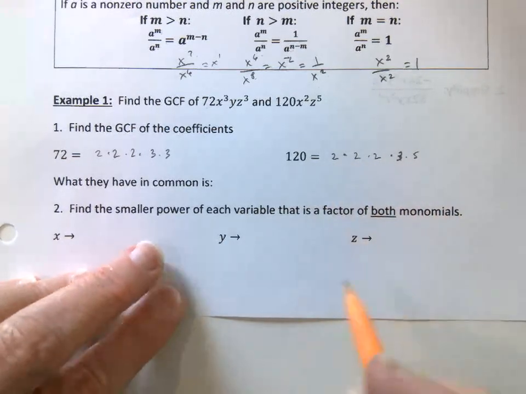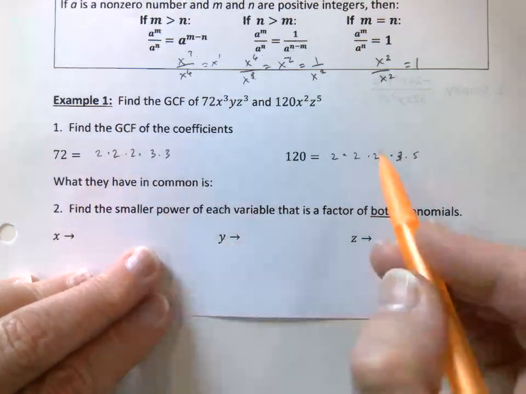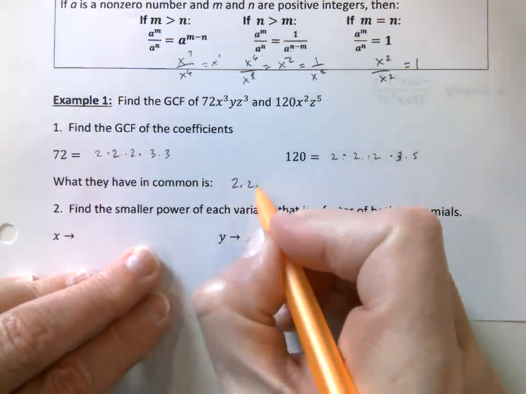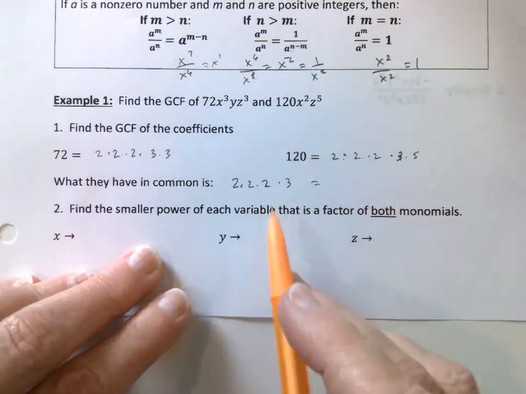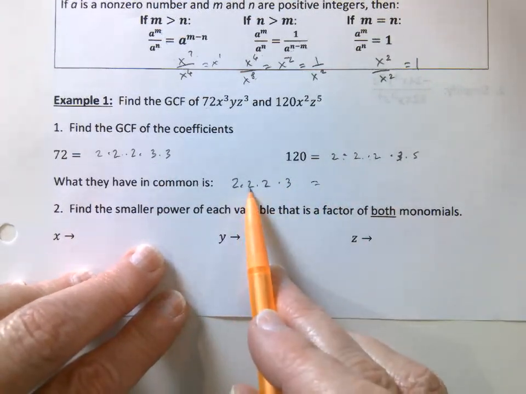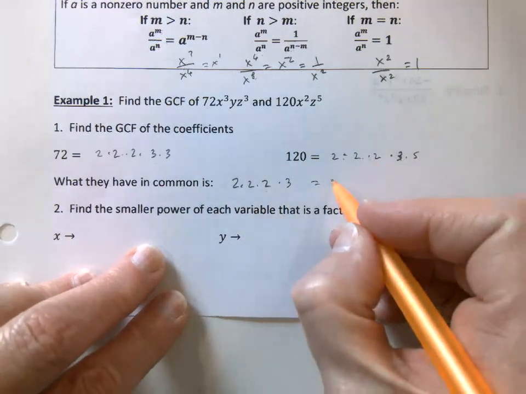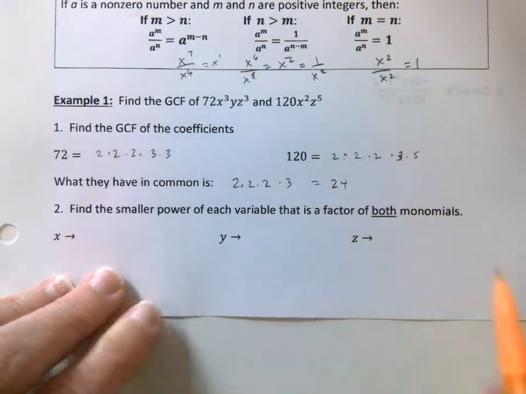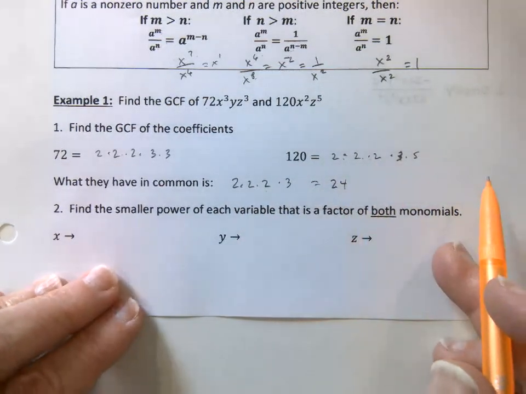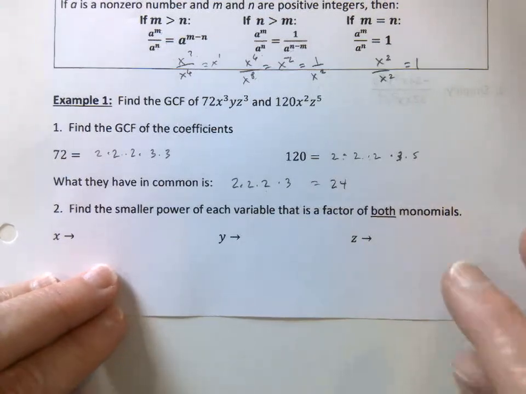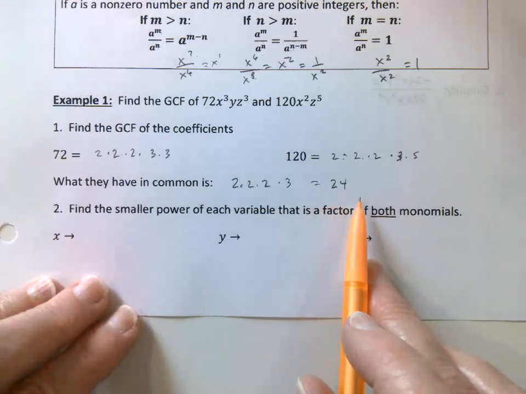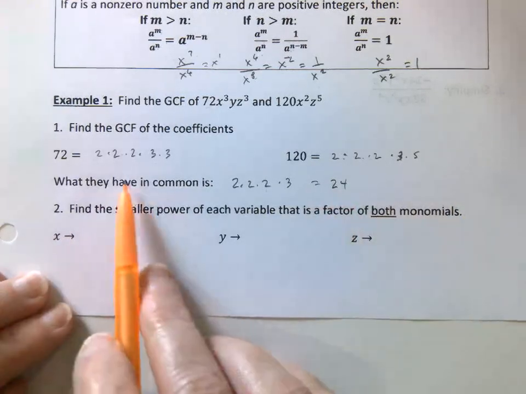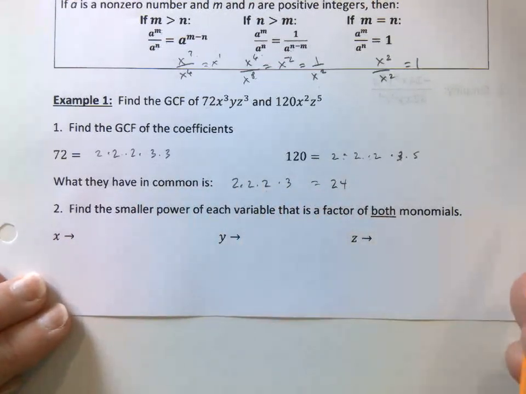Okay, so this is what they have in common. They each have 3 twos. And they each have 1 three in common. So the greatest common factor is 2 times 2 is 4, times 2 is 8, times 3 is 24. So the greatest common factor is 24. Now, there's other ways to do it, okay? And you might look at it and say, I can do a better way. That's fine. So what they have in common is 24. So that was the hard part.